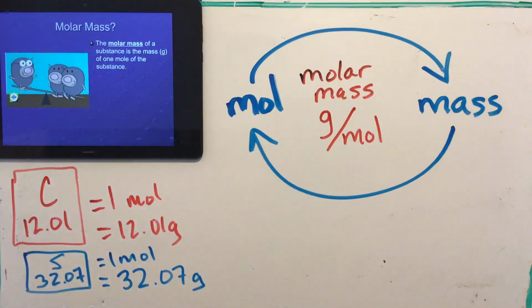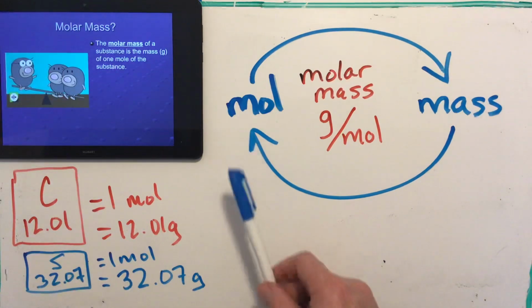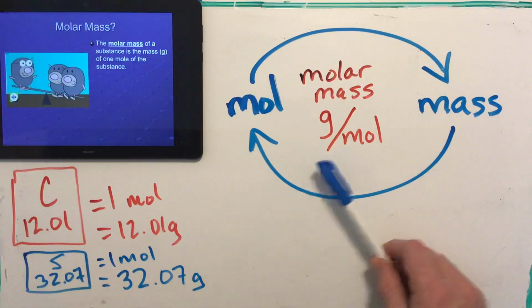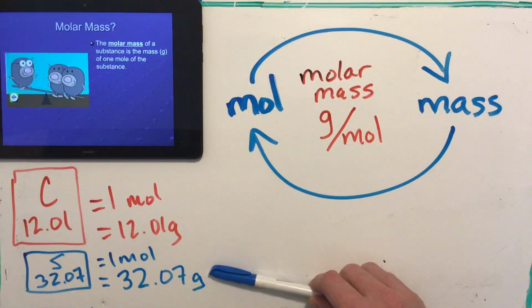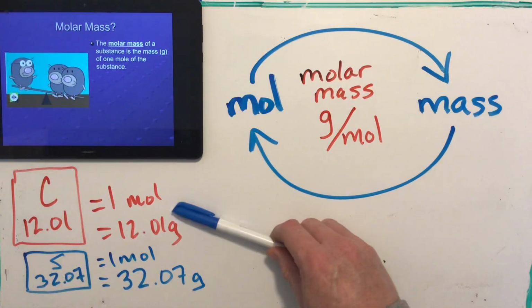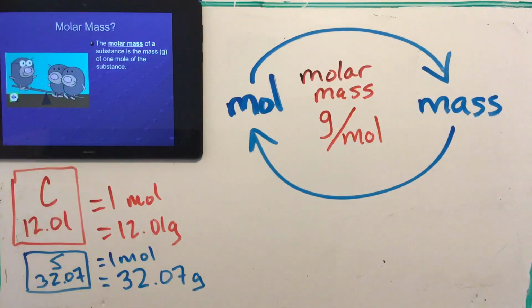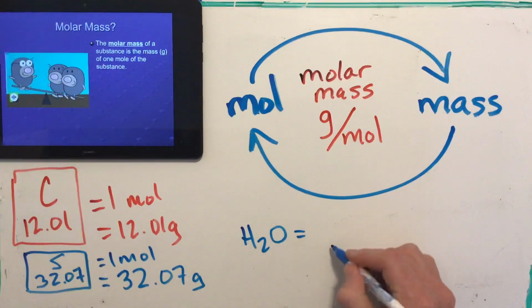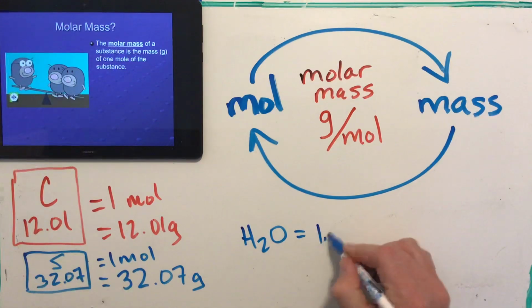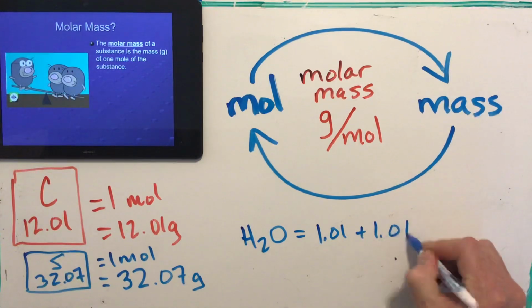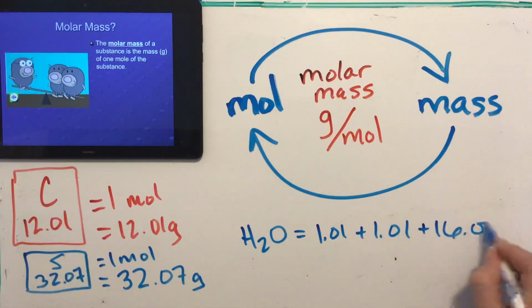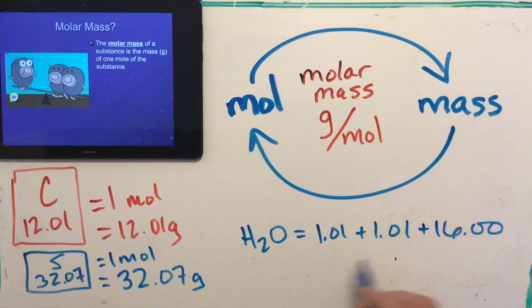So if I'm talking about sulfur atoms, and I have so many moles of sulfur, and I want to know what the mass of that is, the number changes. For here, the molar mass for sulfur is 32.07. The molar mass for carbon is 12.01. And even for water, we can do it with molecules. Yesterday we worked out water, and we said water was 1.01 plus 1.01, so 1 hydrogen, a second hydrogen, and 16 for the oxygen. These are the values on the periodic table.